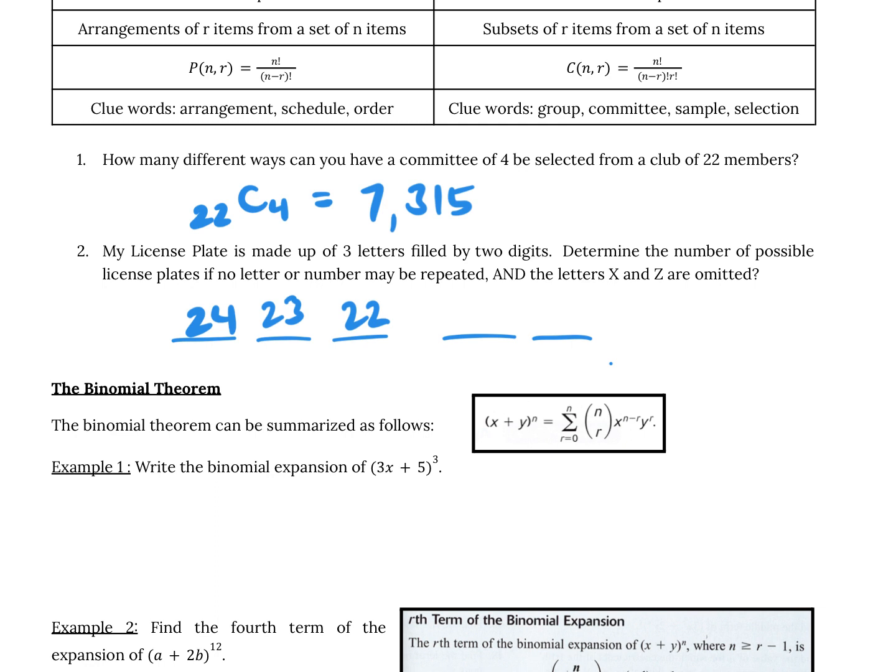And then there's no restrictions on digits other than the fact that I can't repeat the digits. So my digits would start with 10 and then go down to 9. And you're just going to multiply all these things together. And when you do that, you get this big number of 1,092,960 different ways to make those license plates.